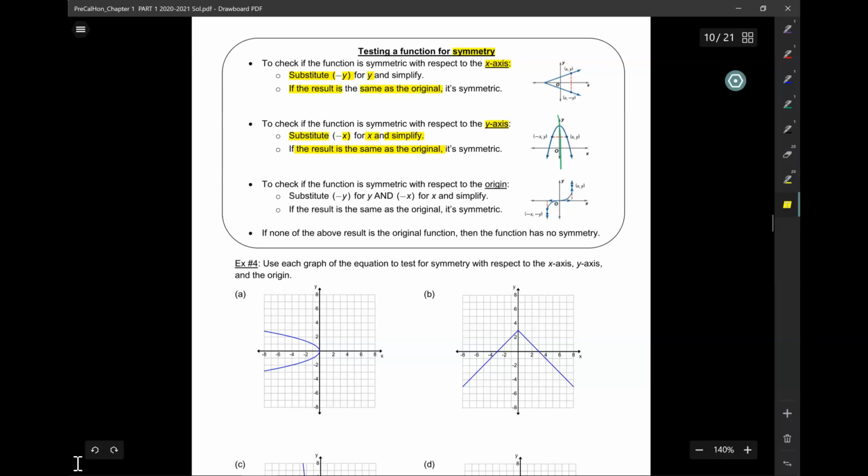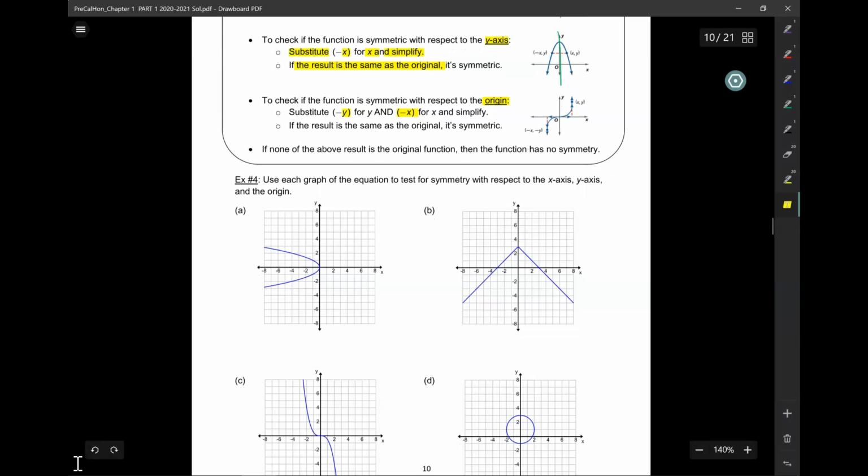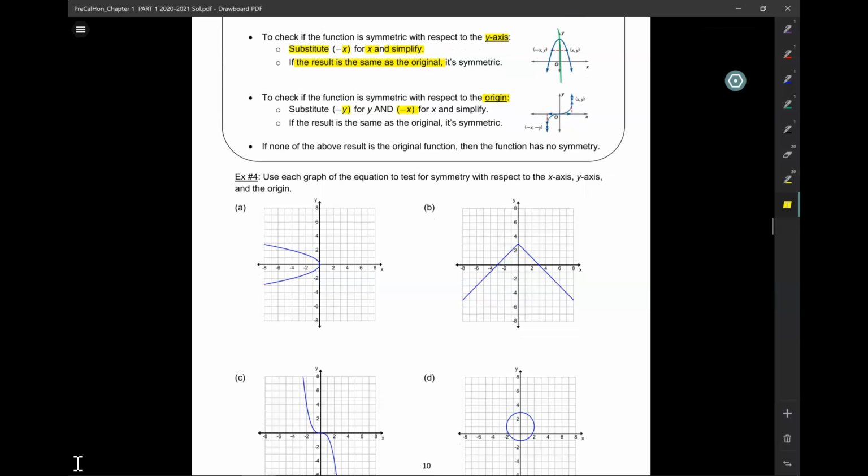To check if a function is symmetric with respect to the origin, the graph on the right is how that looks. Basically, imagine folding the graph over vertically and then again horizontally, and then those parts will match. To test for that symmetry, substitute negative y for y and negative x for x and then simplify. If none of these work, then the function has no symmetry.